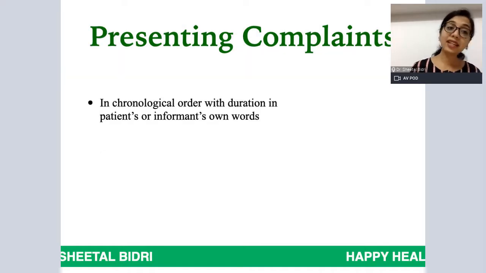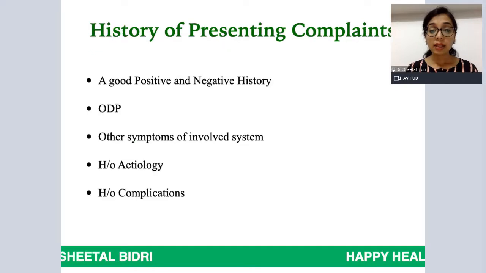Then you directly dive into the presenting complaint. As we know, in chronological order, in the patient's or the informant's own words, we start taking the case as it is. Then we can go into the details of the presenting complaints. What we usually forget is the negative history. Negative history is something we have to take to rule out any other illnesses which we can suspect in the early stages of life.